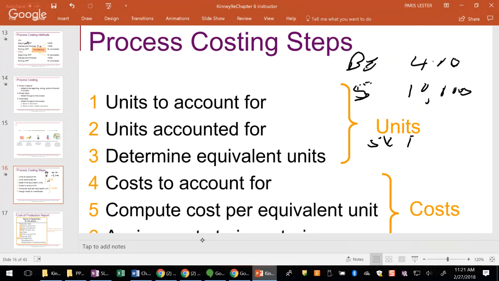Started and finished. Let's say we started and finished 900. How many is left in ending inventory? No, wait a minute. Sorry, I got something wrong here. I'm combining two things and I shouldn't. Okay, units started, beginning inventory, transferred out. Now, how many units are left?